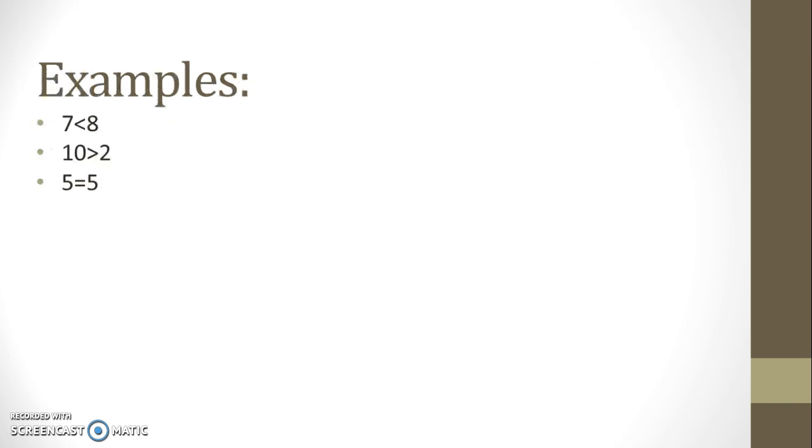And these are examples of what each sign means. So I have that 7 is less than 8, 10 is greater than 2, and then 5, of course, is equal to 5. This just gives an example to the students of how these signs are used in comparing numbers, and kind of gives them a little visual on how to recognize the numbers and the signs.